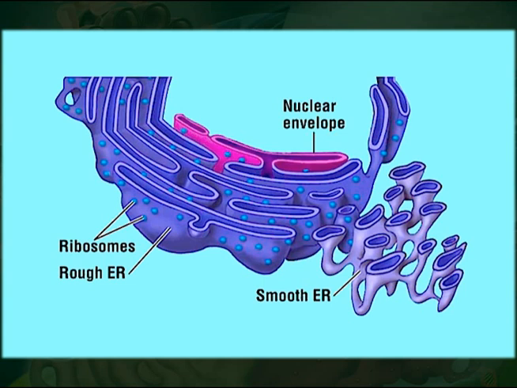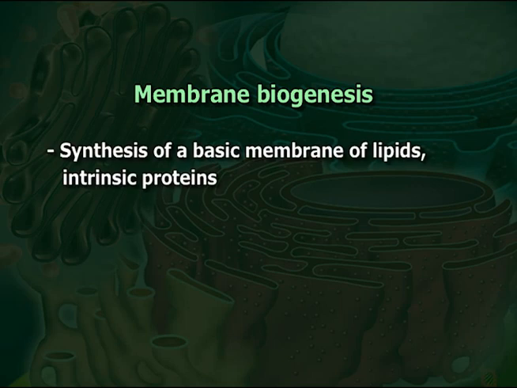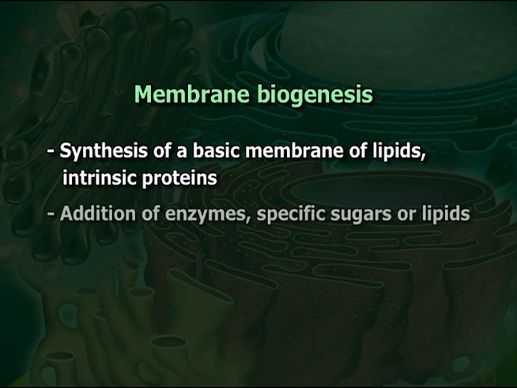There is no de novo synthesis of membranes. They grow by expansion of pre-existing membranes. The cell receives a full set of membranes from its ancestor cell. Membrane biogenesis assumes a multi-step mechanism involving the synthesis of a basic membrane of lipids, intrinsic proteins, and addition of enzymes, specific sugars or lipids.